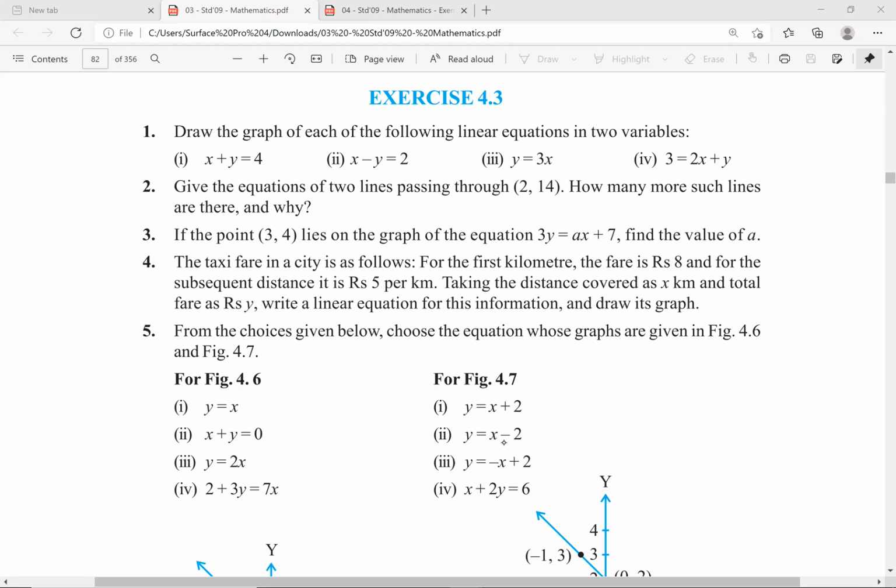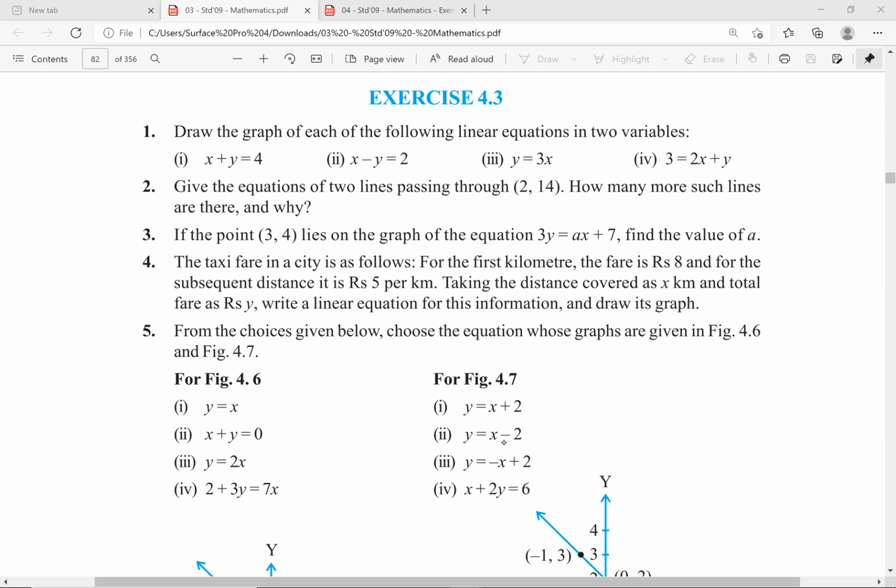Yes, ma'am. Have you done x minus y is equal to 2? Have you plotted the graph? No, ma'am, I'm still doing. Okay. Do you need some help? No, ma'am. Okay. Take your time.